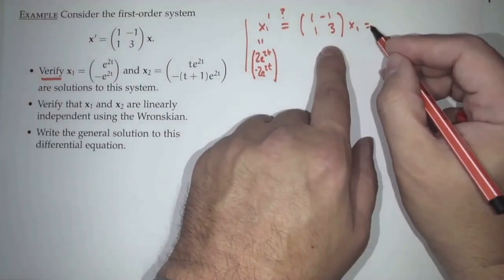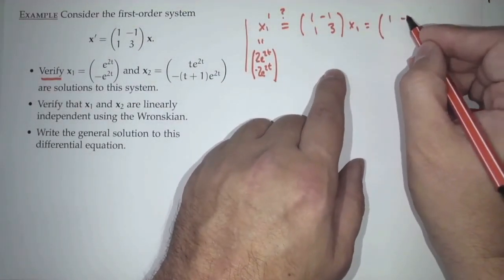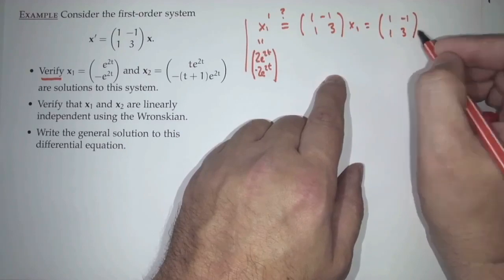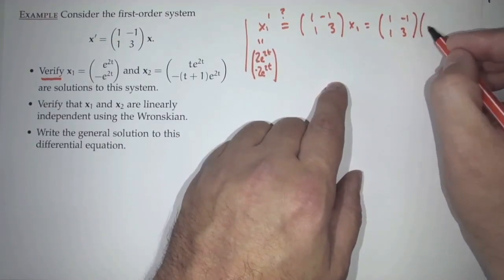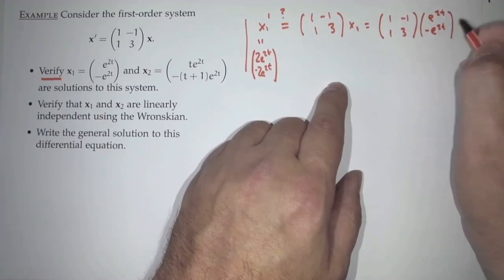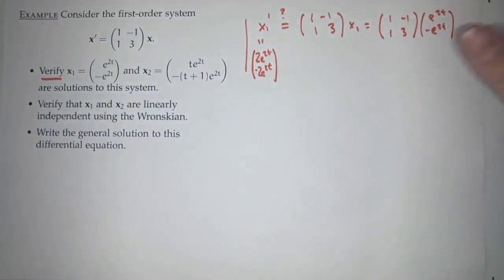All right. Well, this one will be a little bit more work. The matrix 1, minus 1, 1, 3, and now we have this vector, e to the 2t, minus e to the 2t. And here's a point where we can use this notion of factoring things out to make our lives a little bit cleaner notationally. What is something nice that we can factor out?